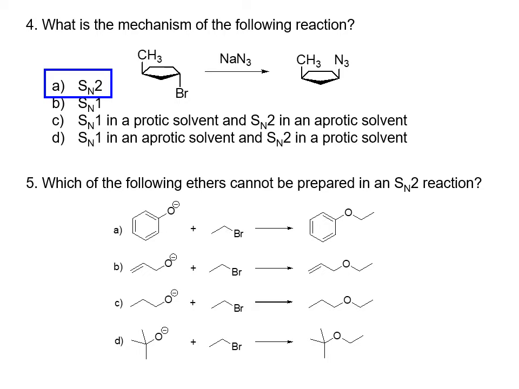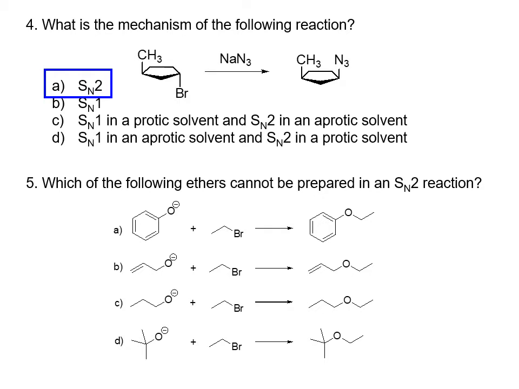Next question, which of the following ethers cannot be prepared in an SN2 reaction? An SN2 reaction involves reaction of a nucleophile, in general a strong nucleophile, and that displaces a leaving group. So obviously something is wrong with one of these four reactions where that is unlikely to happen.